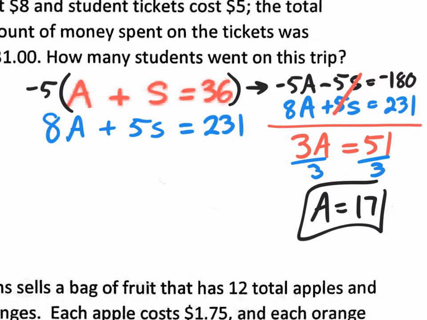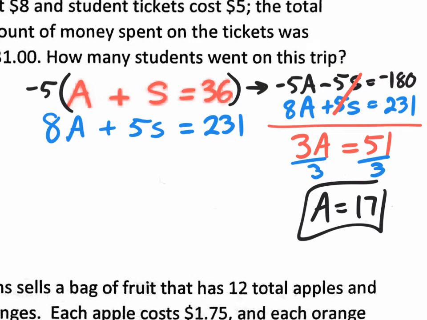Now, what is A? Again, remember when we created this first equation, we were talking about the number of adults plus the number of students was a total of 36 tickets, right? So this is saying that the adults are 17 years old.